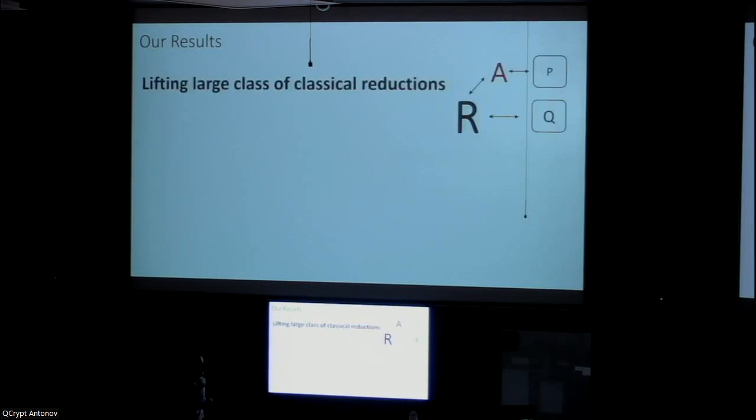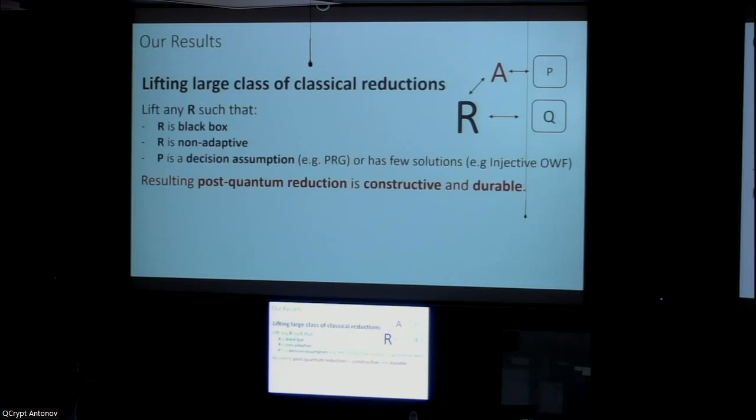Okay, so let me tell you the results that we get. What we show is that you can actually lift, immediately, automatically, or seamlessly, a large class of classical reductions to the post-quantum setting in a constructive and durable manner. So let me be a little more specific. We consider only non-interactive primitives P, and we say that the reduction is black box. As I said, almost all our reductions are black box. We also assume that the reduction is non-adaptive.